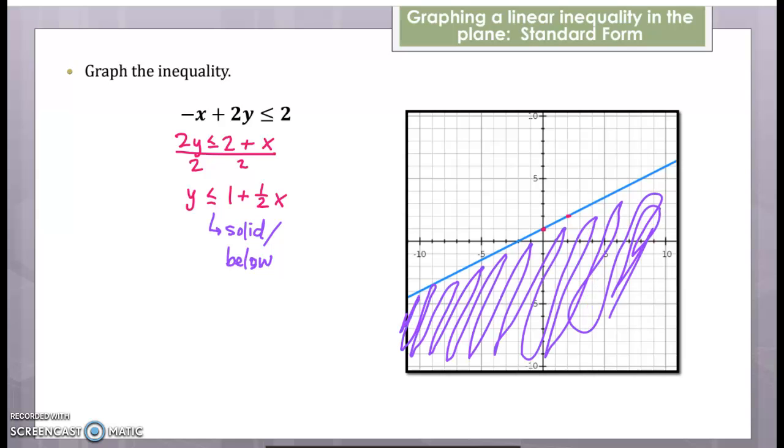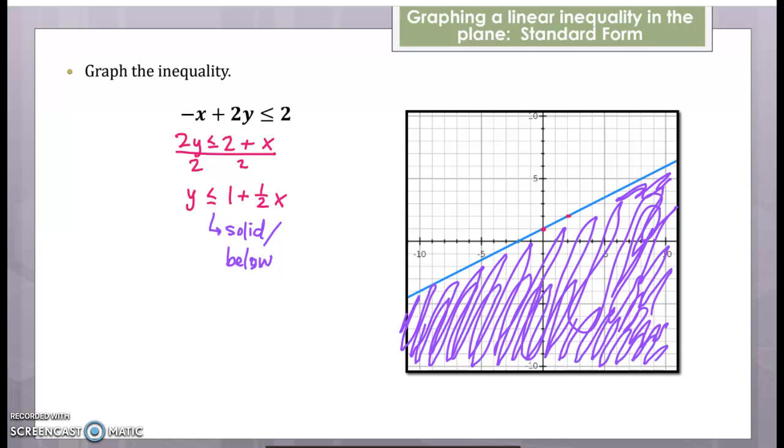like this. And the shaded portion and the line end up being my solution area for this inequality. So every point on the line or under the line is going to satisfy this equation. Let's test a point. Let's test the point 0, 0. That looks like it's going to be in my solution area.